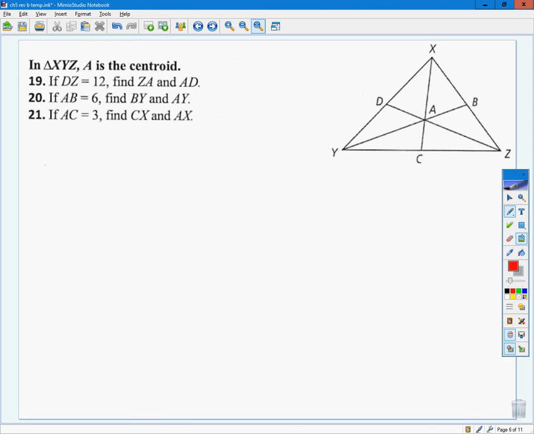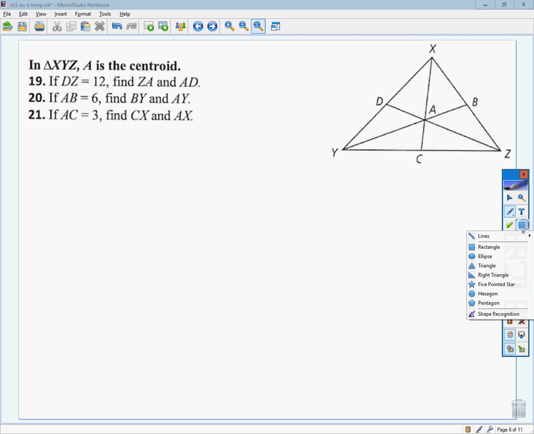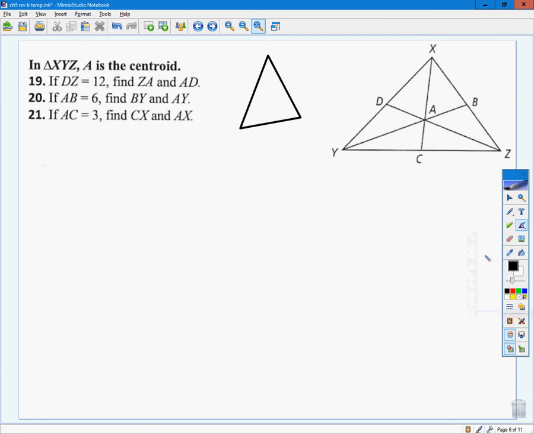Remember that when you're working with a centroid, if you said that this point was a centroid, the distance from the side to the centroid would be x. The distance from the centroid to the vertex would be twice as big, and that means that the whole thing would be 3x. Everything can be set up with this concept.